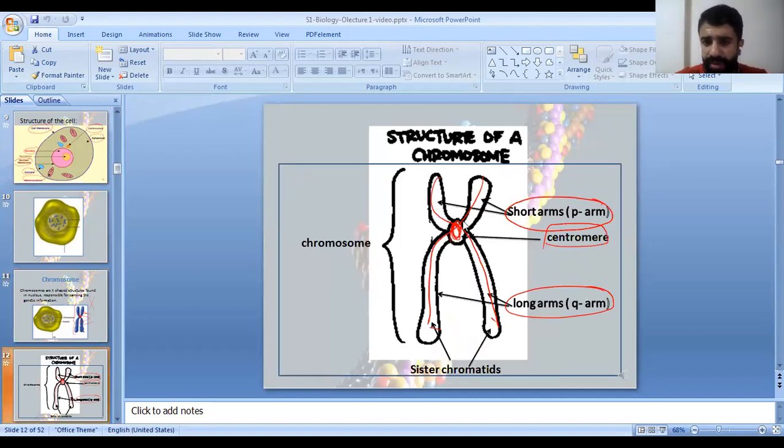This is the structure of the chromosome. Here we have the short arm, called the P arm, and the long arm, called the Q arm. Every one of these is called a sister chromatid. The centromere is the attachment site of the 2 sister chromatids together.